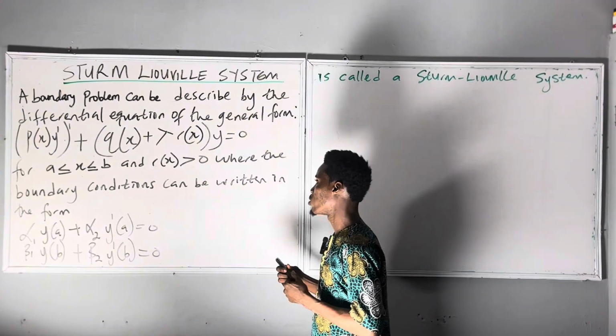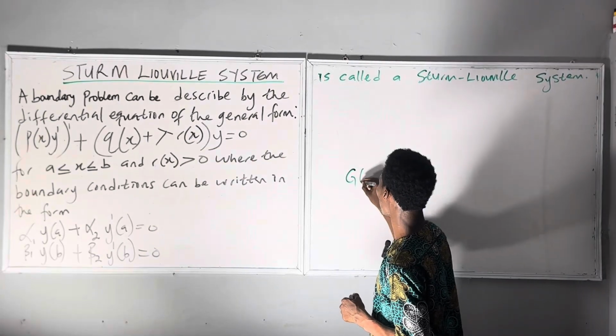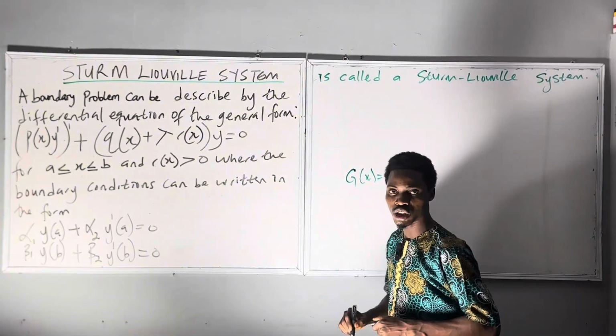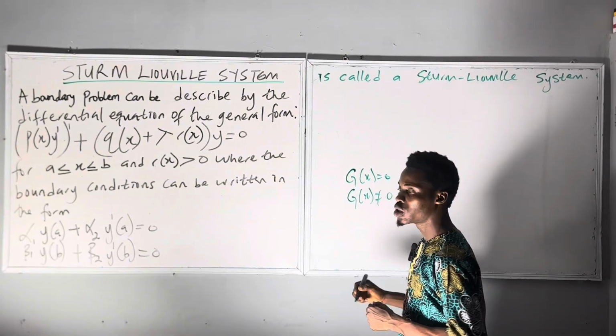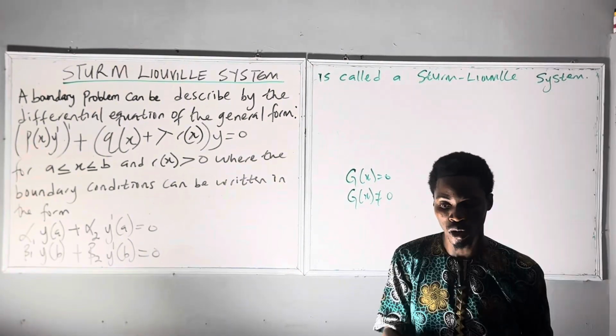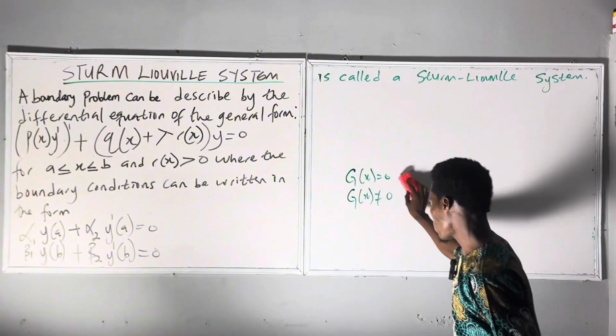So whenever we have equality to 0, it means it's a homogeneous differential equation. A good example is if I have g of s is equal to 0, this is homogeneous. But if our g of s is not equal to 0, we call it non-homogeneous.